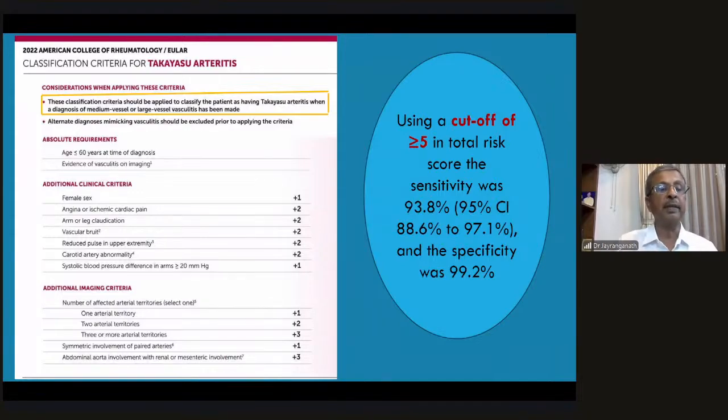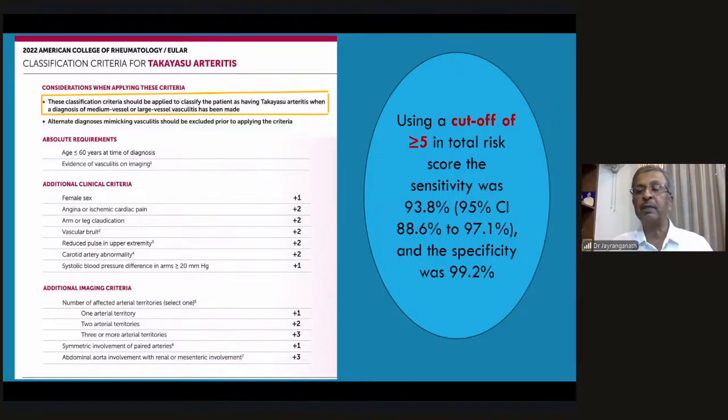So, considerations when applying these classification criteria: the absolute requirement is age less than 60. More than 60, we don't, because atherosclerosis will come into the picture. So obviously, we don't take that age. Evidence of vasculitis on imaging. We have imaging right now to prove or disprove that there is aortoarteritis. Additional clinical criteria like female sex, angina, ischemic pain, claudication, vascular bruit, reduced pulse, carotid artery abnormality, systolic BP difference. Additional imaging criteria now: number of affected arterial territories, one arterial territory, two arterial territories like that, symmetric involvement. So these are some of the imaging criteria, clinical criteria, absolute requirements.